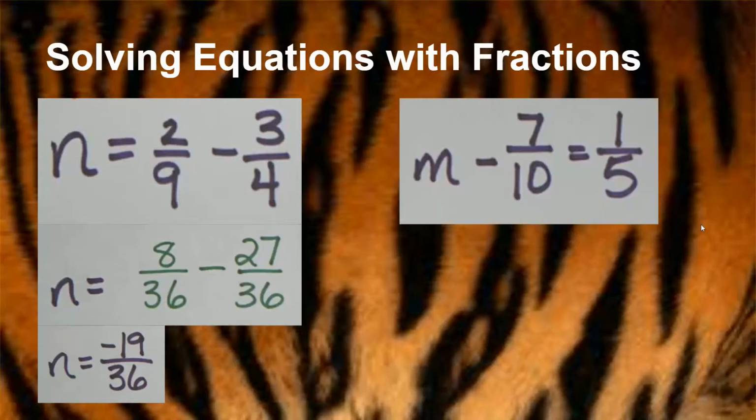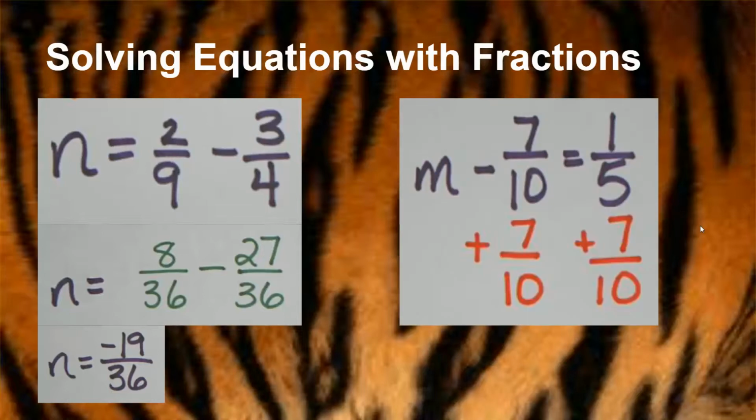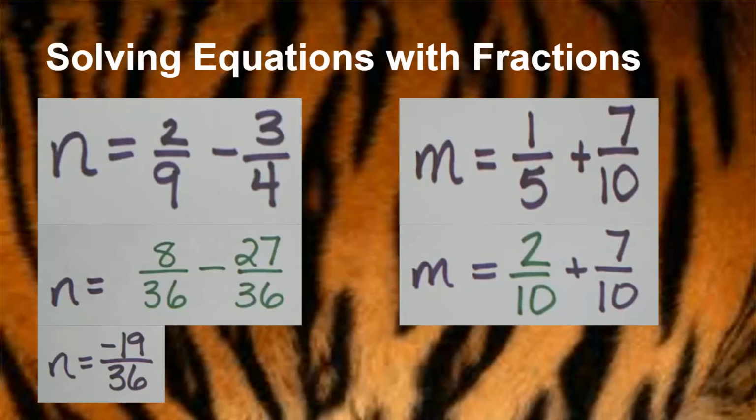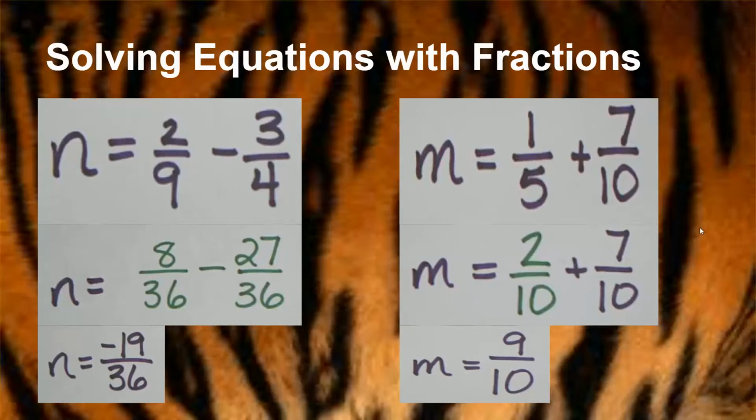Let's try again. m minus 7/10 equals 1/5. Well, I'd have to add 7/10 to both sides. Then find a common denominator of 10. So I change 1/5 to 2/10. Add together, I get m equals 9/10.